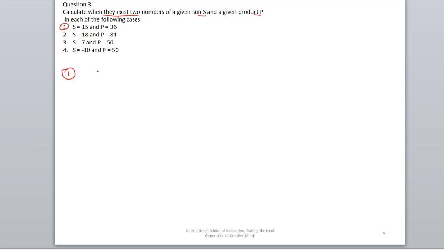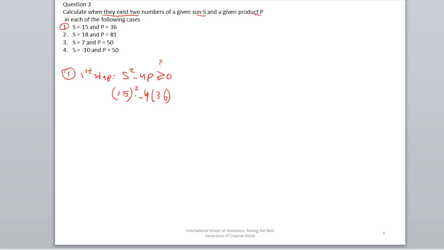It says calculate two numbers, their sum and their product is given. So what should I do first? I do s squared minus 4p. The first step: I do s squared minus 4p. It must be greater than or equal to 0. Okay? So let me check. Here you can put a question mark. s squared means 15 squared. Here the calculator plays with us. Minus 4p means minus 4 times 36.